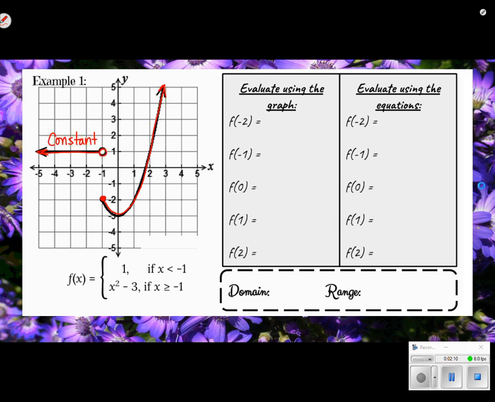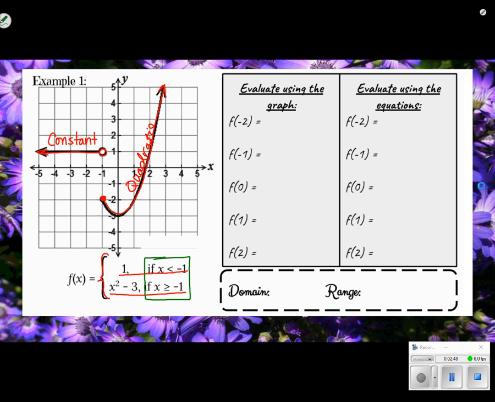Now, if you notice, I have the equation written down here, and it consists of two parts, right? I have a constant piece and a quadratic piece. We also have the intervals, the if pieces from yesterday from the step function. And that allows us to look at, over certain x values, different parts of the equation, that piecewise function. So that's not the point of this.